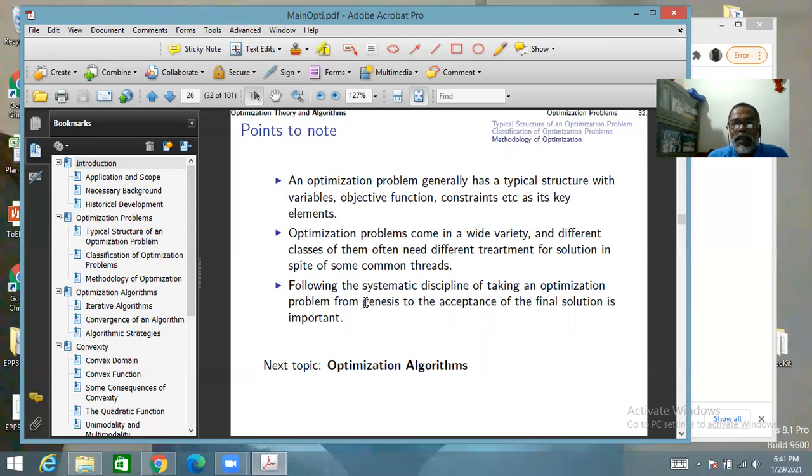This is something which you will understand better when you apply optimization knowledge in certain fields. So in the next lecture, we will be discussing optimization algorithms, a broad overview of them. What are the key elements in those algorithms?